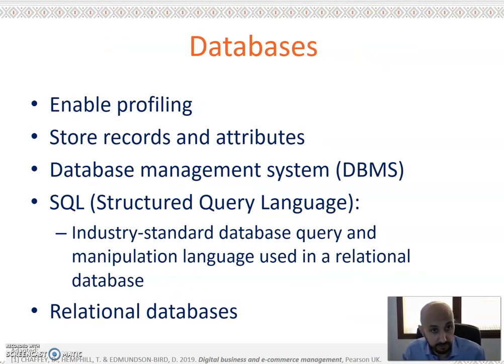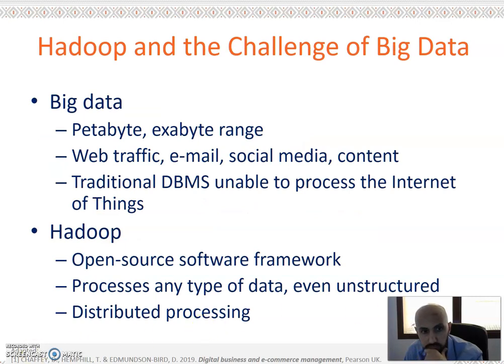Databases: we have big data created by the Internet of Things. If we have sensors everywhere, these sensors will generate huge data over the internet, like web traffic, email, social media data, and content over the internet. All of this data will be up to petabytes, as we saw in the case study of Facebook.